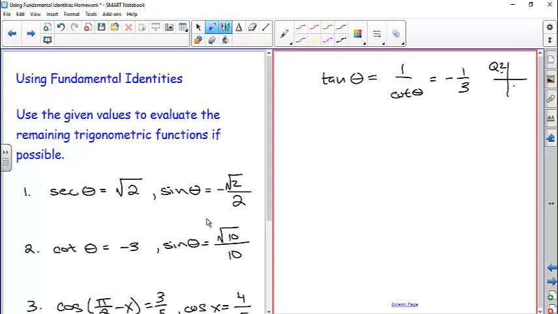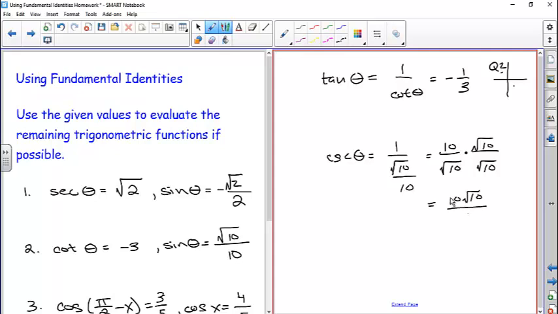So I've got the tangent and the sine of theta. The sine is the square root of 10 over 10. So the cosecant of theta is 1 over the square root of 10 over 10, or 10 divided by the square root of 10. When I divide 1 by a number, you take the reciprocal of that number. And then I multiply and divide by the square root of 10. So what I'll get is 10 times the square root of 10 over 10, or the square root of 10. Okay, so that's the cosecant.